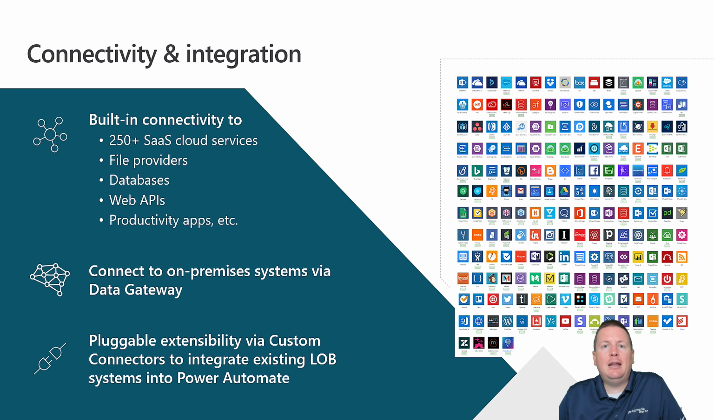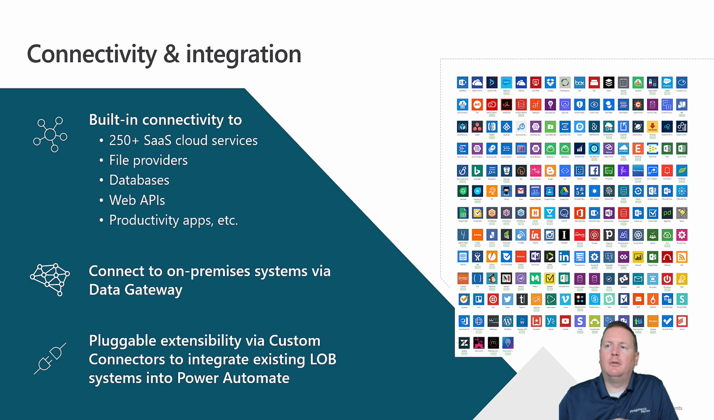The purpose of the data gateway is to connect or wire up your data that's not in the cloud to a cloud service like Power Automate. So if you ever need to interconnect data that's not in the cloud to the cloud, the data gateway is the way to do that. And that same data gateway is used in other Power Platform tools like Power Apps and Power BI as well.